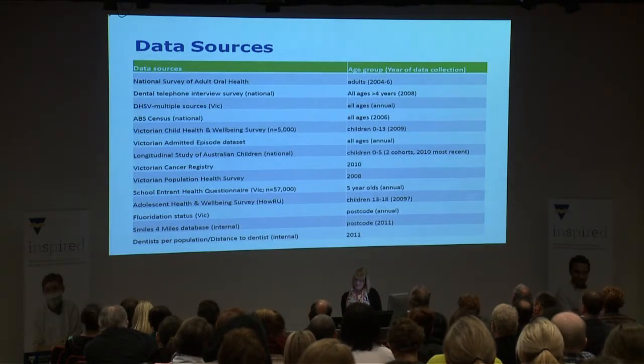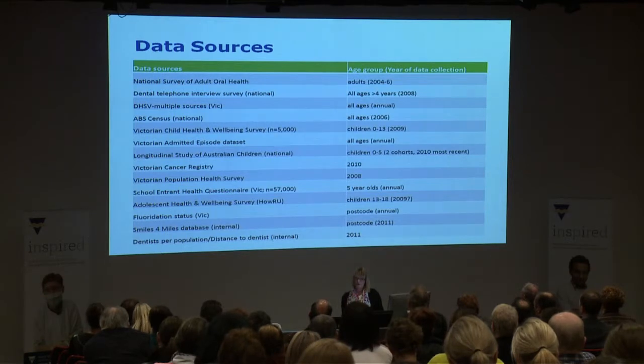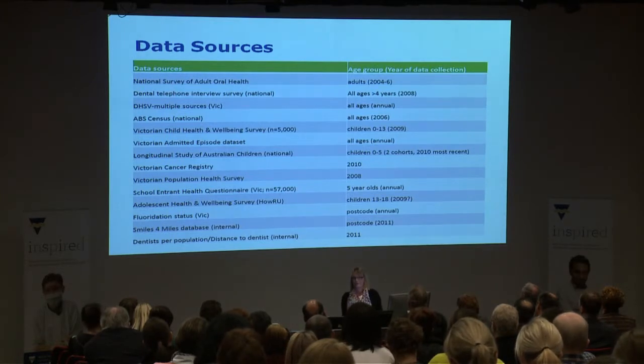And these are just some of the data sources that were used to put into the model. A lot of the information around the socioeconomic data came from the ABS, so the most up-to-date census information. Our primary outcome source was the titanium data set from DHSV, so this focuses just on public dental. We don't have any information on the private sector.